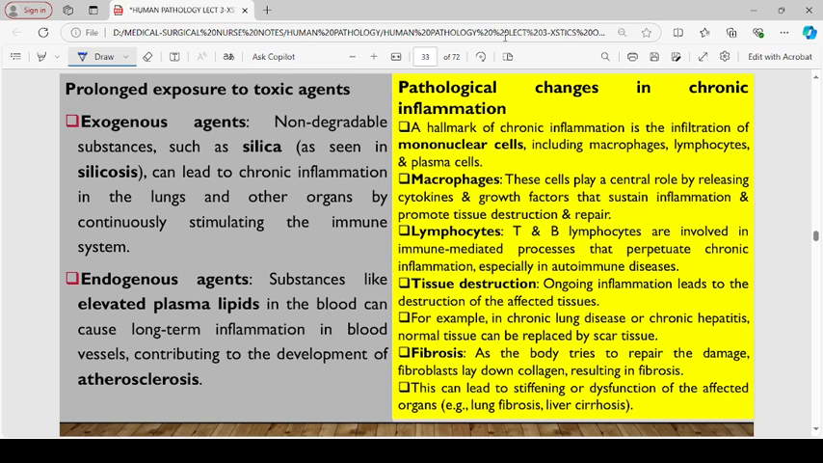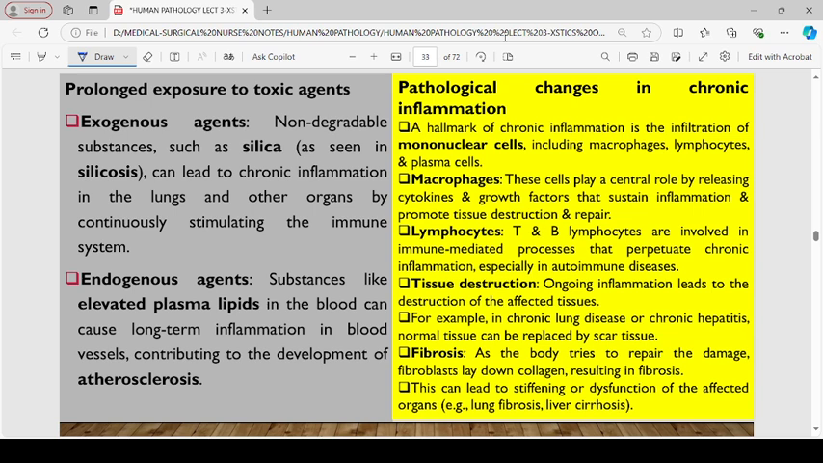Pathological changes in chronic inflammation: you find that the hallmark of chronic inflammation is normally the infiltration of mononuclear cells, including the macrophages, the lymphocytes, and the plasma cells. So, we have macrophages, where these cells play a central role by releasing cytokines and growth factors that sustain inflammation and promote tissue destruction and repair. Then we have the lymphocytes, which are made up of the T and B lymphocytes, which are involved in immune-mediated processes that perpetuate chronic inflammation, especially in autoimmune diseases.